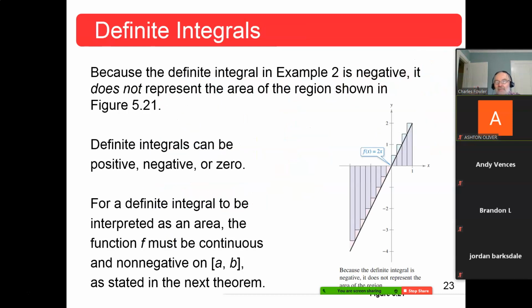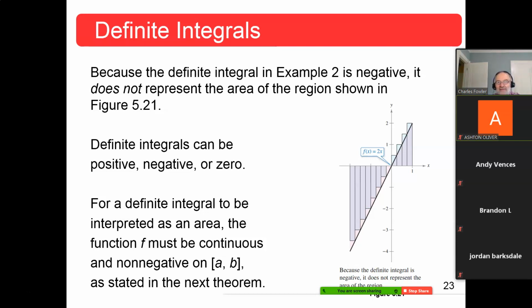Because the definite integral in example 2 is negative, what does that mean? It does not represent an area of a region. Areas are never, by definition, negative, just like a length. Can you run a negative 3 feet? I don't think so. You could run backwards, but you're still running 3 feet. Distances typically are considered an absolute value. Areas are an absolute value.